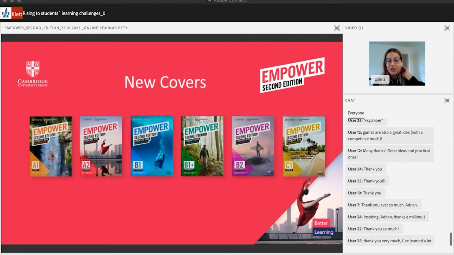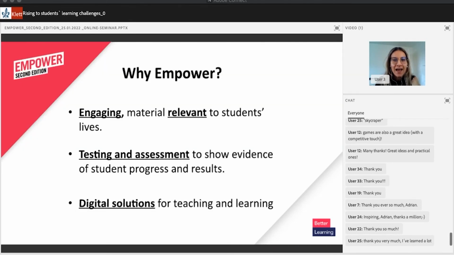So these are the new covers, which are really nice and colorful and kind of mirror the pictures that Adrian has shown during his presentation from the unit openers. So that's bright and colorful and gets students engaged right away.